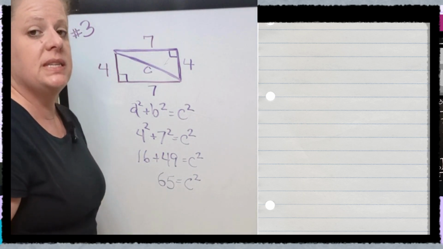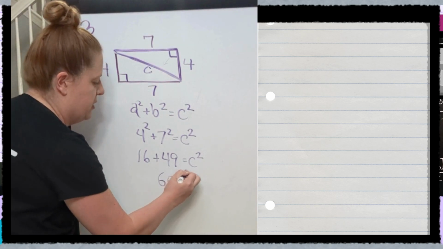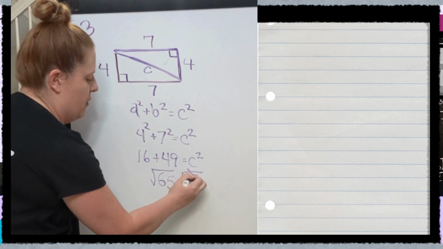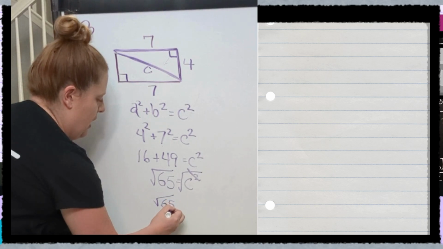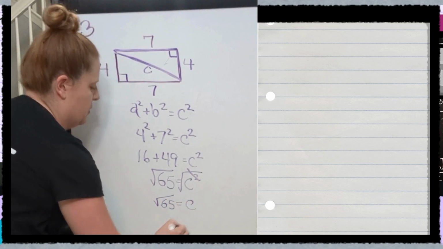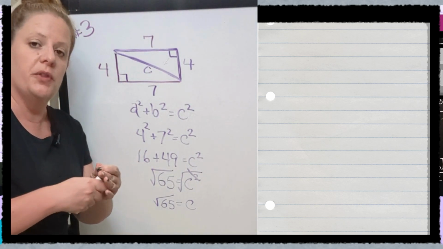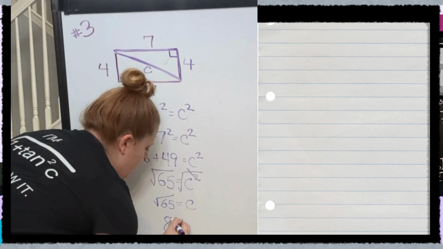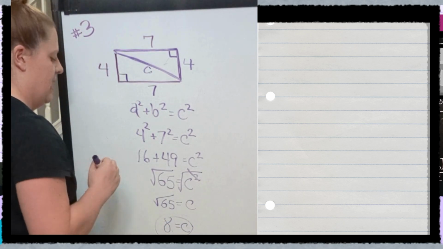And to figure out what C is, we need to take the square root of both sides, because we don't want C squared, we want just C. And the square root and square cancel out. So I have the square root of 65 equals C. 65 is not a perfect square. You can put that into a calculator, and this would come out to about 8 and a little bit. Okay, so 8 point something. I'm going to guesstimate it at 8.